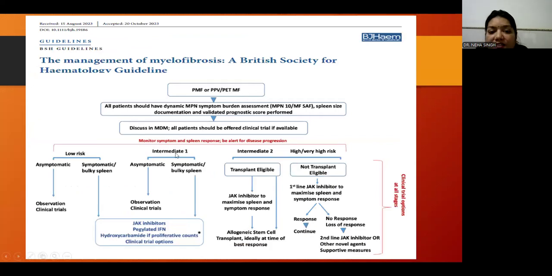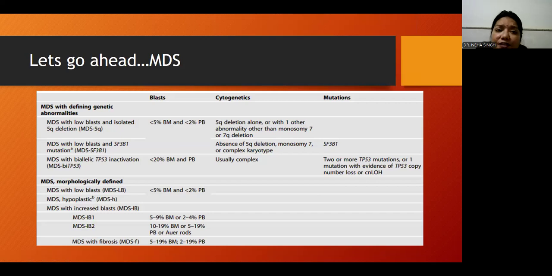Obviously it is going to, because if your case is only intermediate 1, then if there is a bulky disease, you can add ruxolitinib. But your case is high risk. So the first treatment of choice is going to be, if the patient is transplant eligible, go ahead with JAK2 inhibitor to reduce the spleen size, alleviate the symptoms, and take the patient to stem cell transplant. If the patient is not transplant eligible, you start with ruxolitinib to alleviate the symptoms and reduce the spleen size. If the response does not come, you should shift to second line JAK2 inhibitors like momelotinib, etc. So there is a significance of all the molecular signatures that are there.